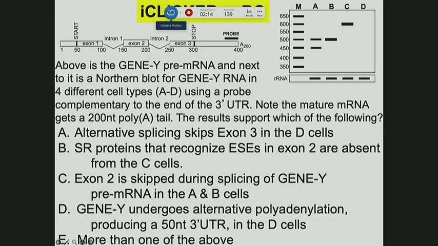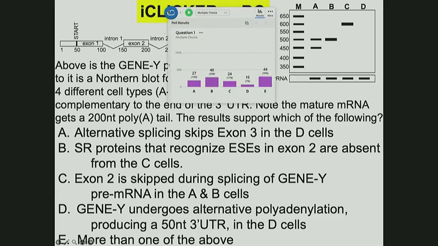Get your final answers in. All right, so we have a little bit of everything. Not a lot of love for D, though. Interesting. All right, let's go through each one of these.